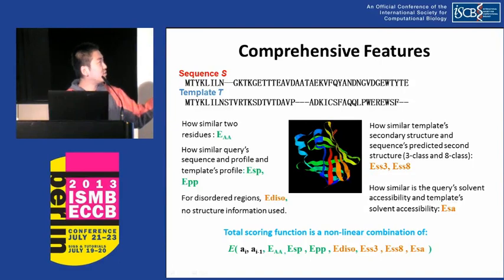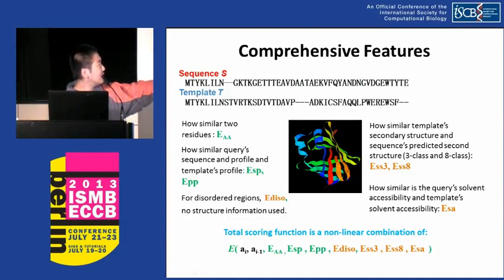Finally, we will introduce the features we use in our machine learning model. We can categorize the features into two parts. The first part is sequence-related, and the second part is structure-related. For the sequence part, we use how similar the two residues are, and how similar the profiles of the two aligned positions are. For structure-related features, we use the 3-class and 8-class predicted secondary structures, and we also use the predicted solvent accessibilities.